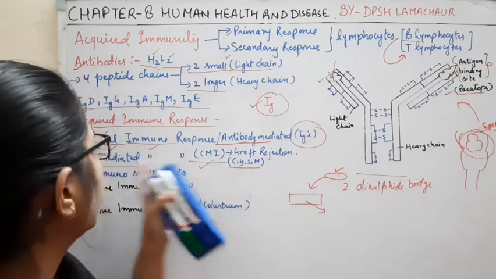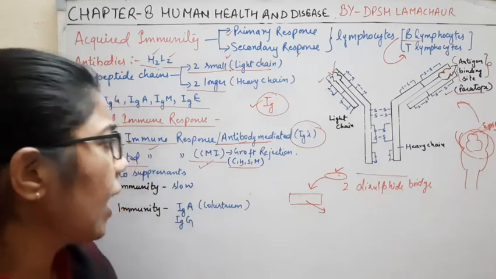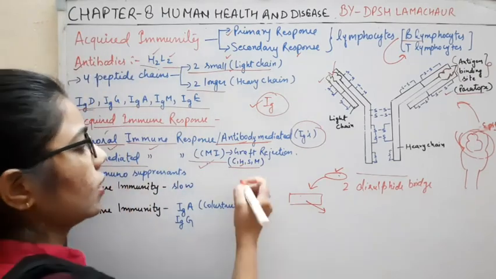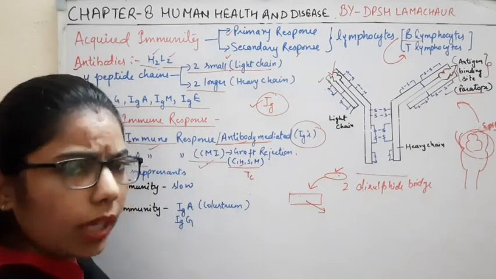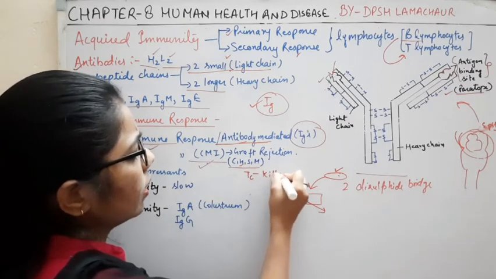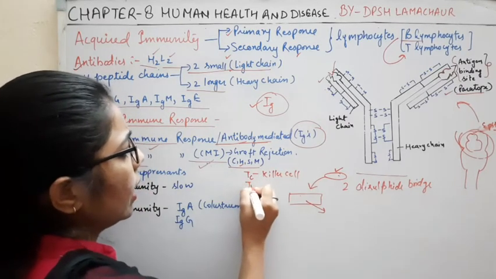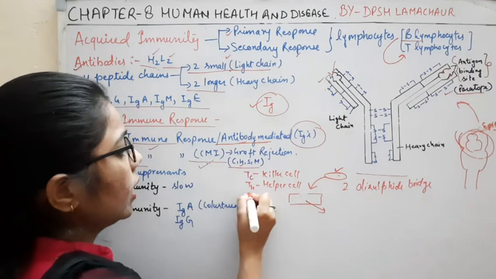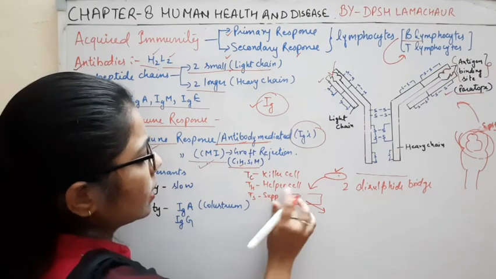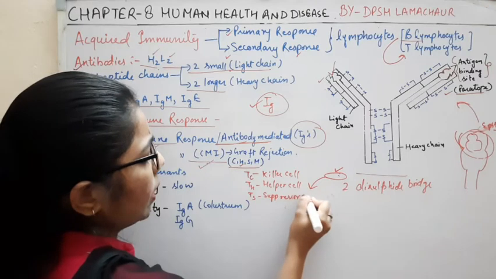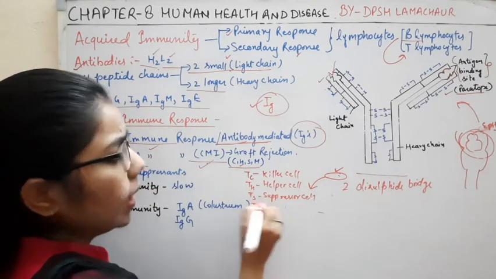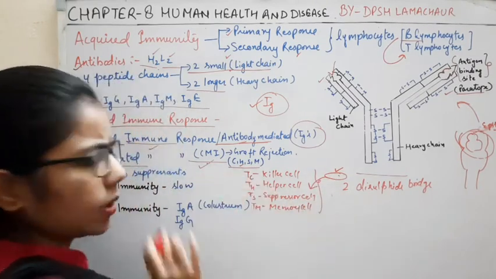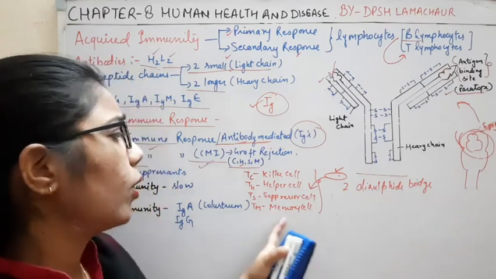So what is the role of this cell mediated immunity? It can act as a killer cell, it can act as a helper cell. I am denoting it here like this. TC, the cytotoxic cell, is known as the killer cell. TH is known as the helper cell. The third one, TS, is known as the suppressor cell. And the fourth one, TM, is known as the memory cell. So on the basis of their names, they help our body against the particular pathogen.